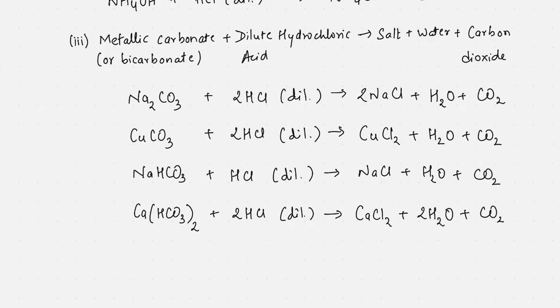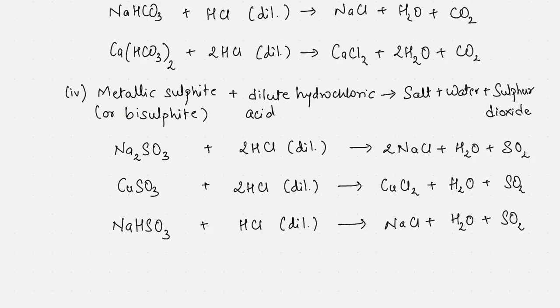form the salt, water, and carbon dioxide gas. So the observation in this case will be a colorless gas is evolved, which turns lime water milky, but does not have any effect on acidified potassium dichromate or on acidified potassium permanganate solution.